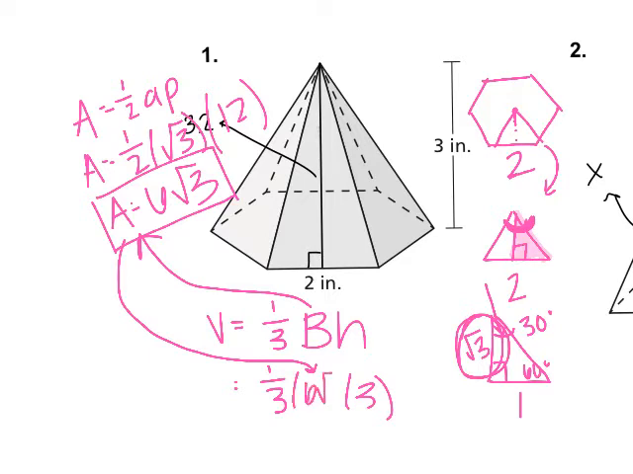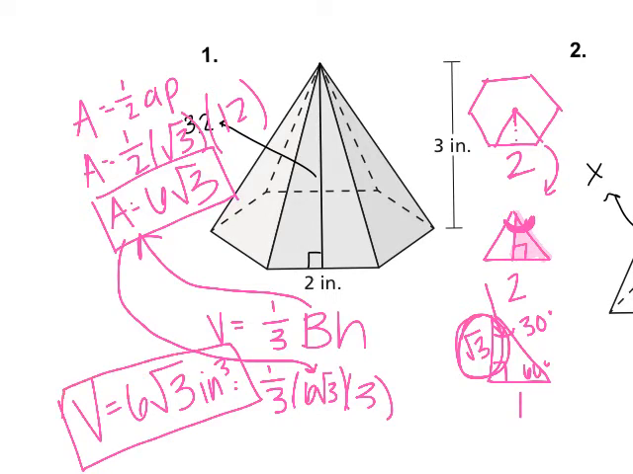So 6 radical 3. Now I have one third times 6 radical 3 times my height of 3, which gives me 6 radical 3 as my volume, because my one third and my 3 cancel out. And that is going to be in inches cubed. Does anybody have any questions on how we just found the volume of that? I know that was a lot of steps. We good?